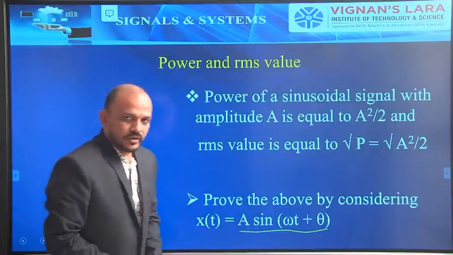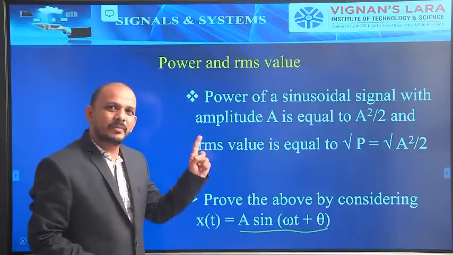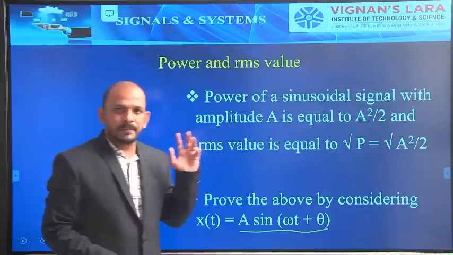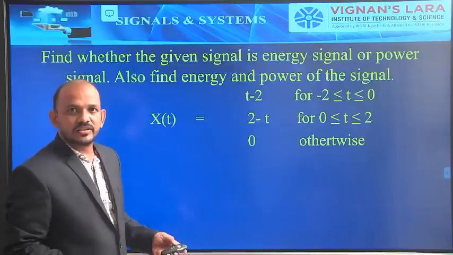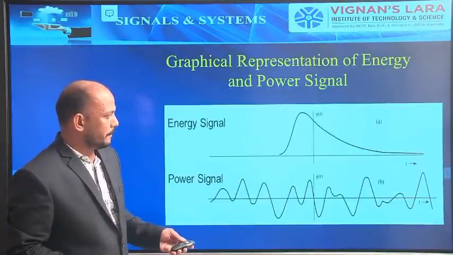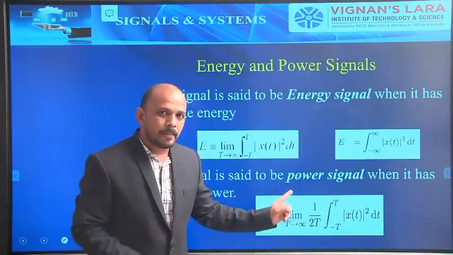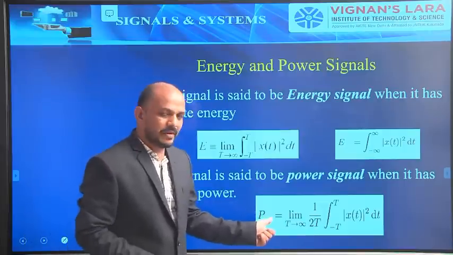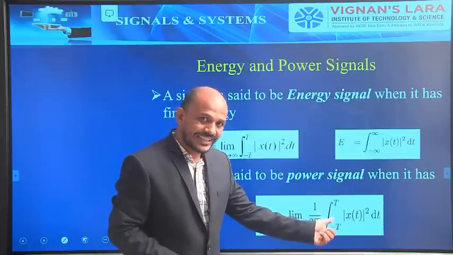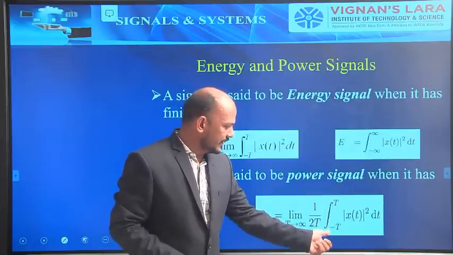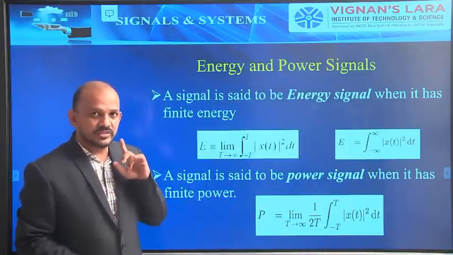Now here we want to find the power of the sinusoidal signal and the RMS value of the sinusoidal signal. In the previous class I gave you the formula for the power of a given signal. The power is found by the limit T tends to infinity of 1 by 2T, where T is the period, integral from minus T to T of mod of x of t whole square dt. I already explained this in the previous class.